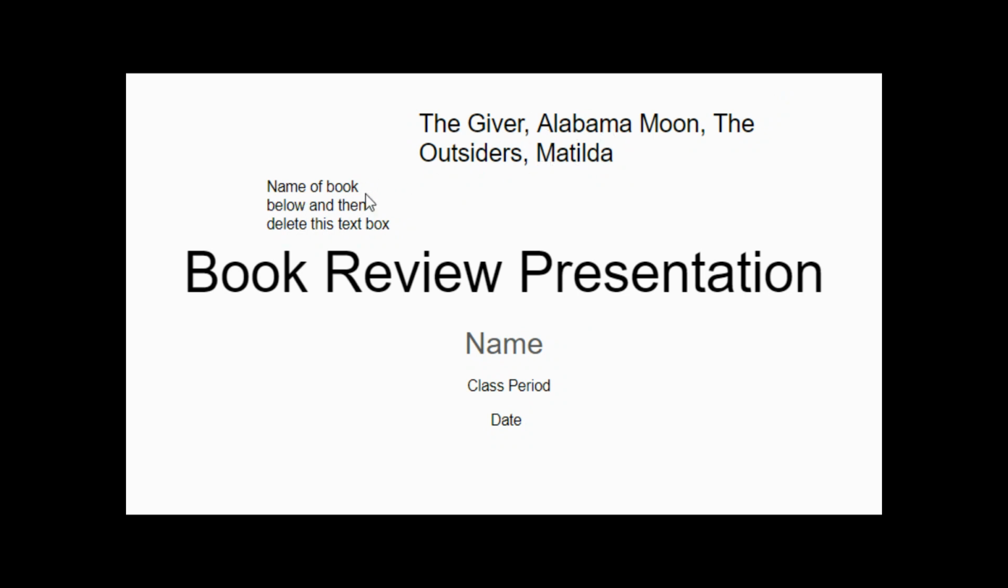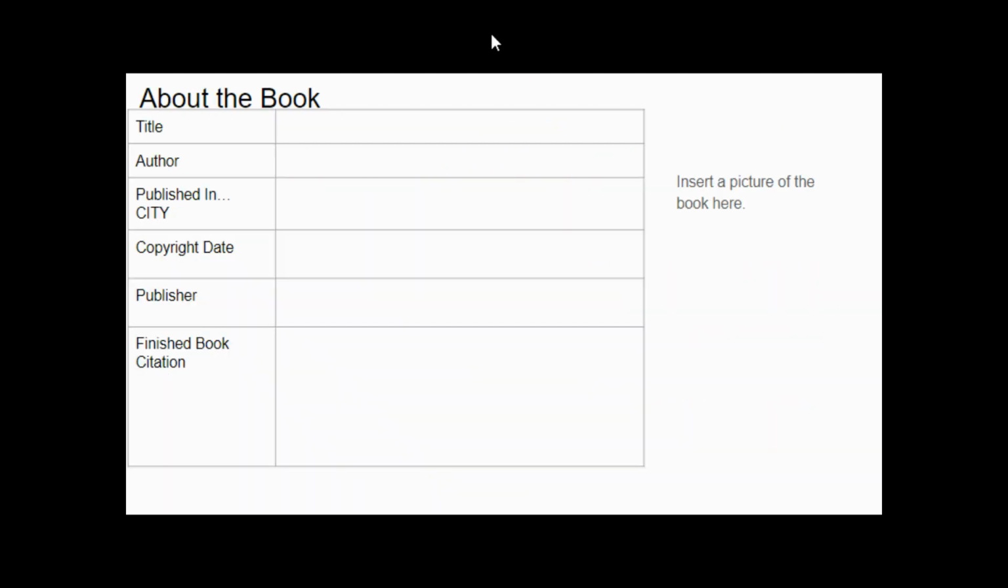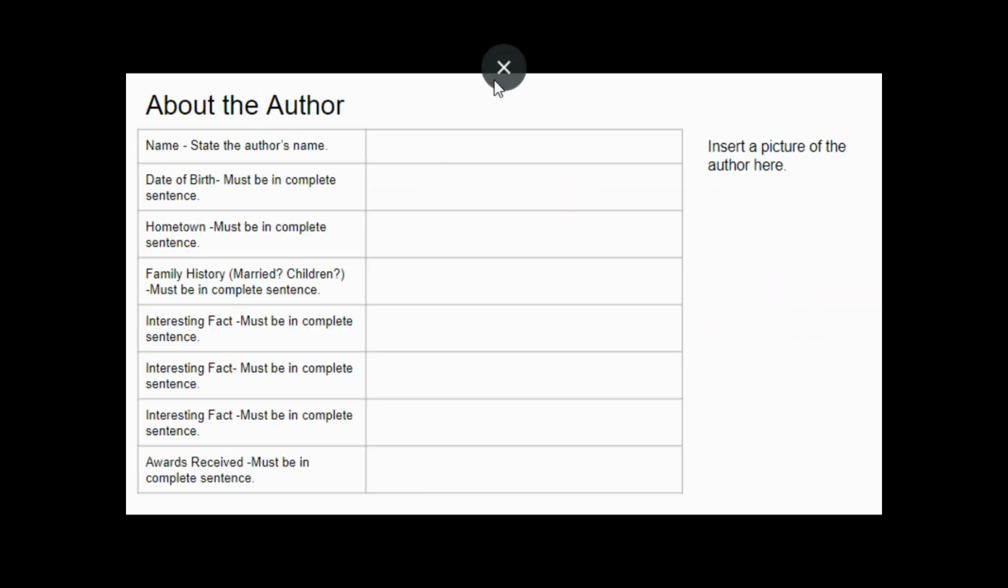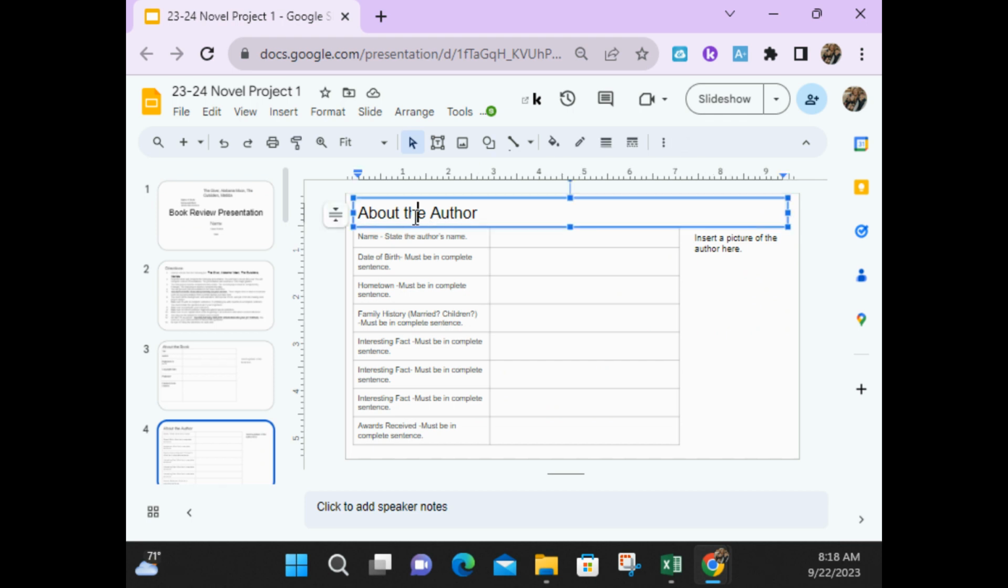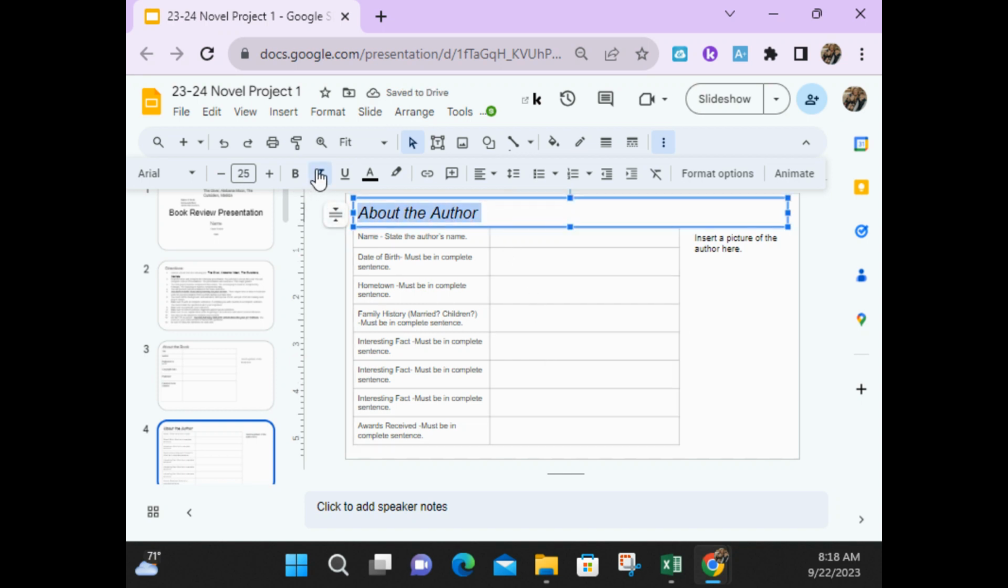You need to put only the name of your book. Your book should be spelled correctly, capitalized, and italicized. To italicize something, you simply highlight what it is that you want to italicize, and then you click on the italic button, and it puts your words in italics.